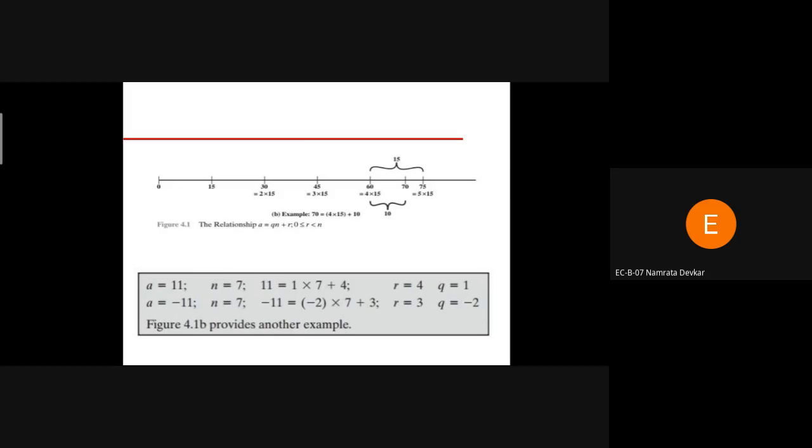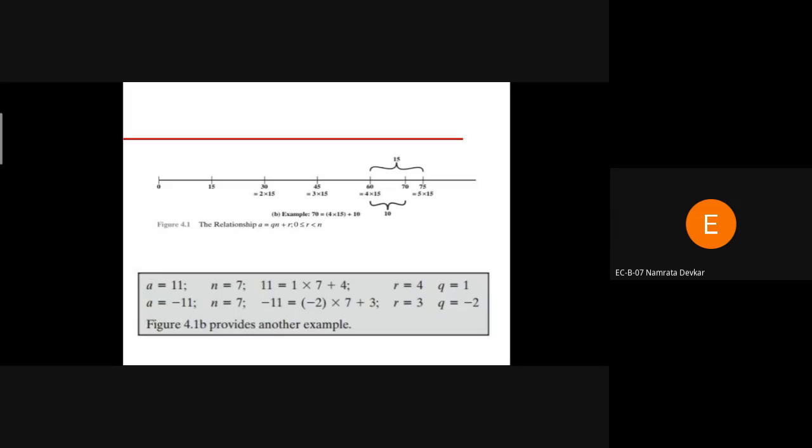Have you understood this? How we can calculate the remainder and quotient? We can take one positive integer and one negative integer, and we just have to compare the left hand side and the right hand side.